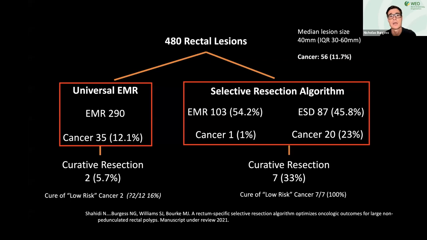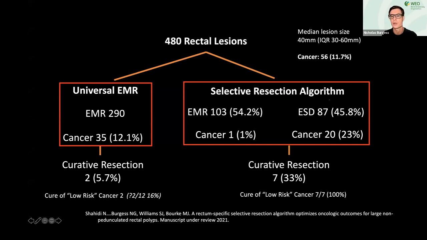This is a study from Westmead where we looked at resecting all rectal lesions by EMR, and that was in the period prior to about 2016 or so. After 2016, we looked at using a selective technique where we selected lesions that had a large nodule or larger size or had surface features which were consistent with superficial cancer. You can see that in the universal group where we did EMR for all rectal lesions, the cancer risk was 12%, and only two of them were absolutely cured by that EMR procedure.